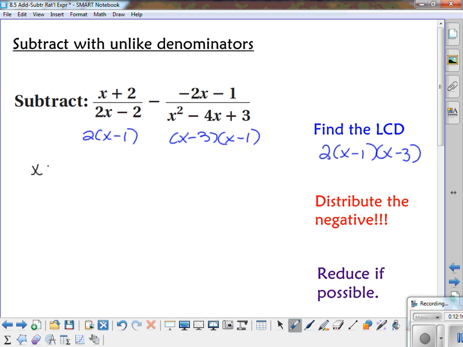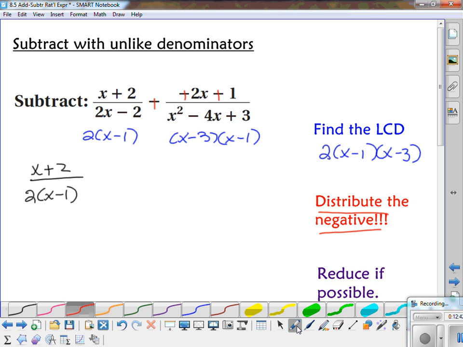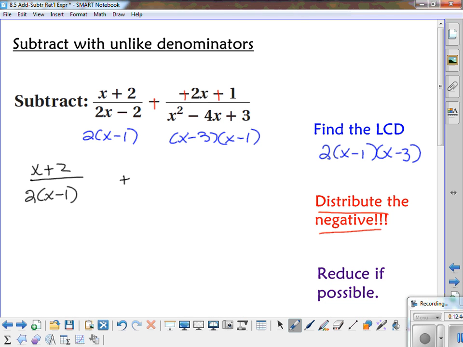X plus 2 over 2 times x minus 1. All right, before I write the second half, though, I want to make sure you guys distribute the negative. So I'm going to distribute the negative to everything on top. Okay, so again, that's something you want to be real careful with. Make sure that you don't forget to do that. All right, so with it written that way, now it becomes a plus sign, and it comes to x plus 1 on top, and I've got x minus 3 and x minus 1.